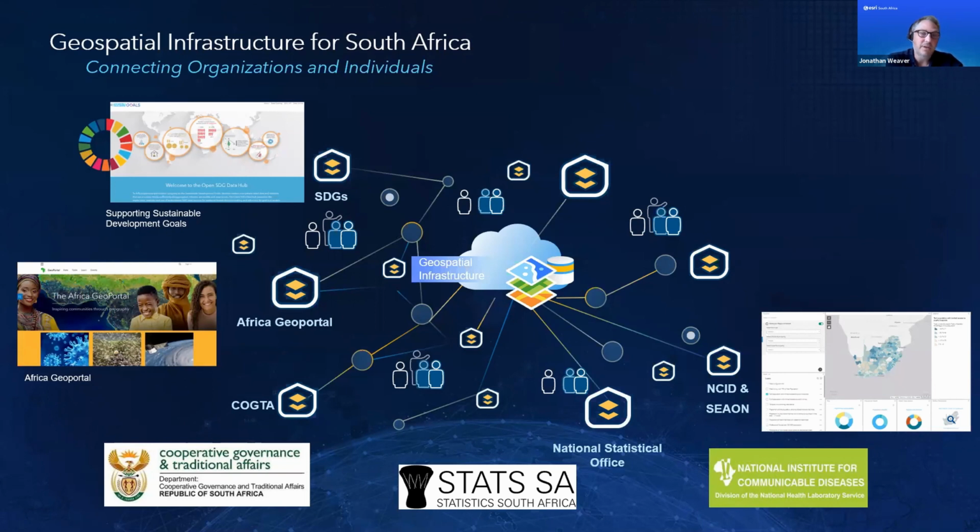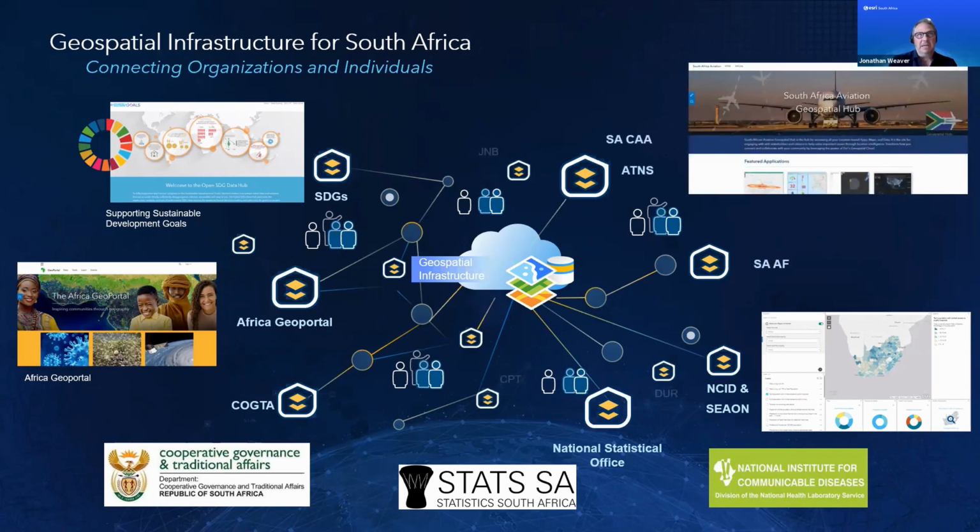There's agencies like the Department of Cooperative Governance and Traditional Affairs. So they're aimed at improving cooperative governance across 3 different spheres of government. That's local, provincial, and national. So all of those municipalities within South Africa report to COGTA. And they're doing so using ArcGIS that provides that spatial awareness across the different stakeholders. And then you've got others such as the Africa Geoportal, or even supporting the Sustainable Development Goals. And so these are all interconnected, and they're all contributing in some way to the nation's geospatial infrastructure.